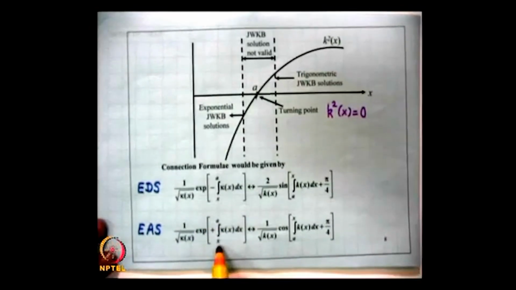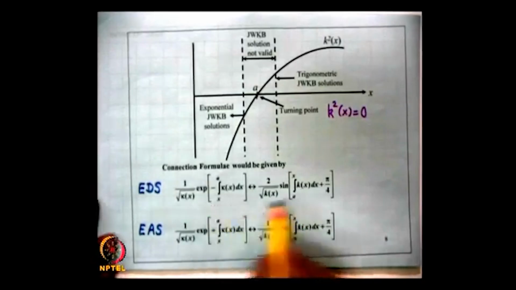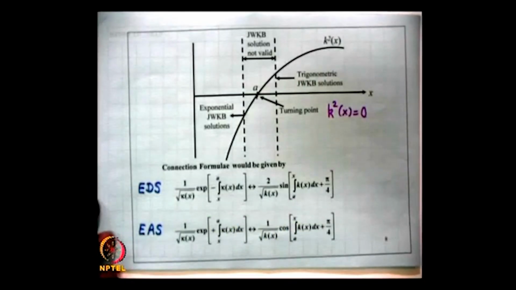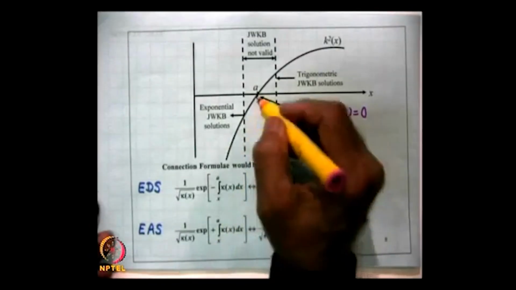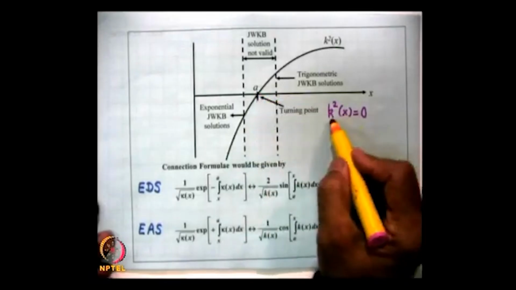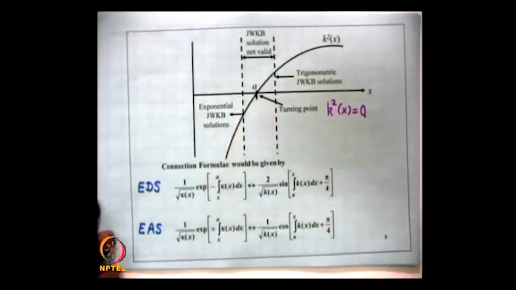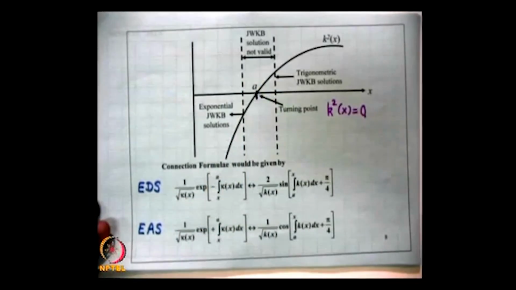Similarly, you have the connection formula that I had written down for the exponentially amplifying solutions, and on the left and the right are the JWKB solutions. Near the turning point, k is extremely small. In fact, at the turning point k square of x is 0, and the JWKB solutions are not valid.